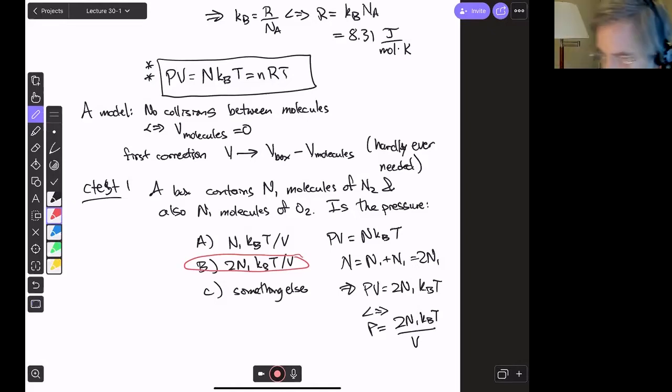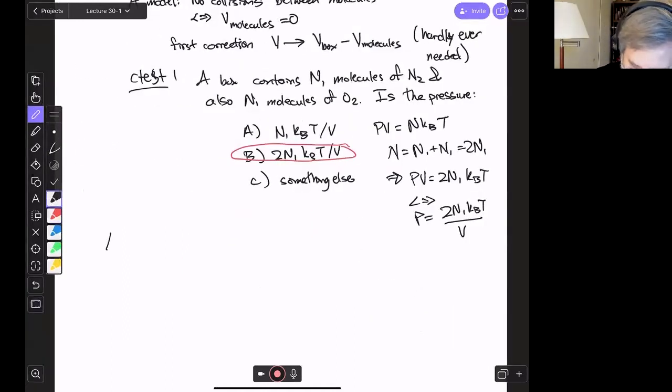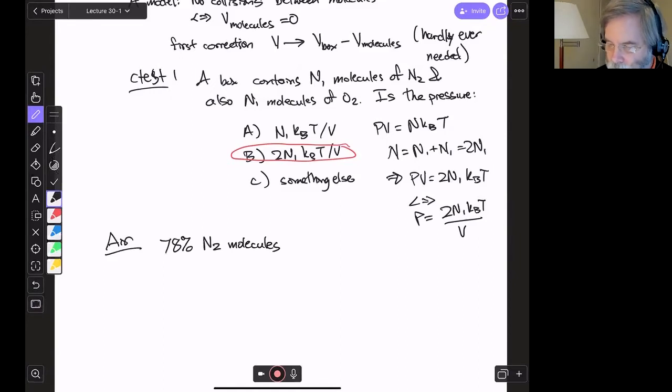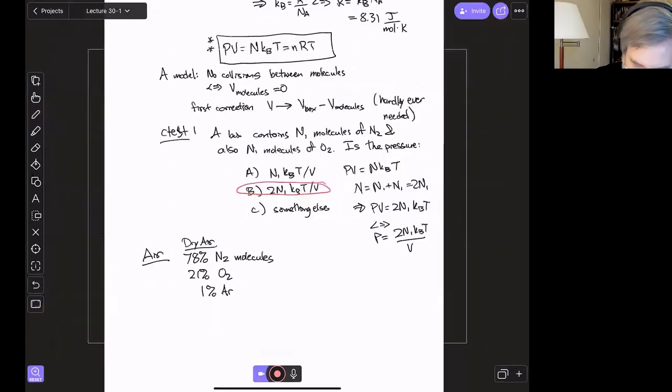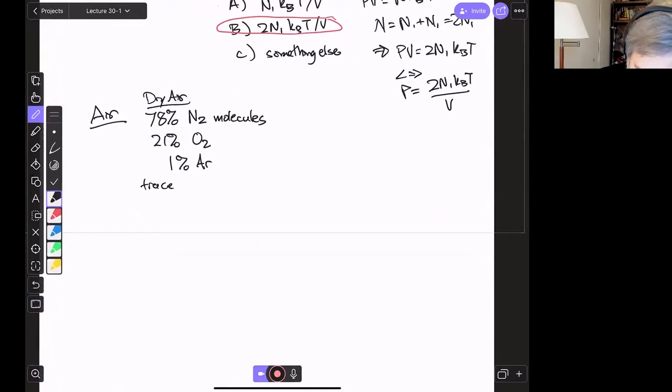Okay, so let's talk a little bit about the composition of air, and then we'll do another concept test. So air is made up of 78% nitrogen molecules, meaning if you count the molecules, 78 out of every 100 molecules will be a nitrogen molecule. 21% oxygen, 1% argon. This is for dry air, so if you're out in the desert where there's essentially no water in the air, and trace amounts of everything else. Things like neon and carbon dioxide occur at prevalences of much less than 1%.